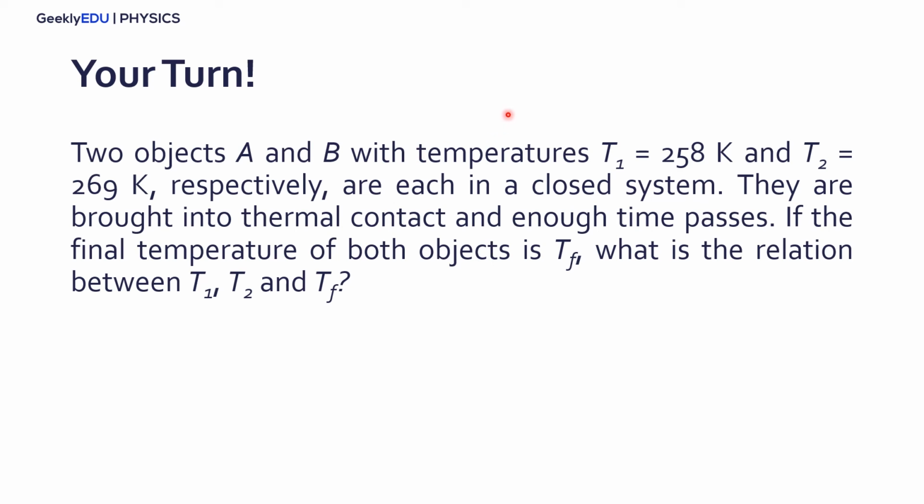Alright, now it's your turn to think about it. We have two objects, A and B, with temperatures T1 equals 158 Kelvin and T2 equals 169 Kelvin respectively, and they are each in a closed system. They are brought into thermal contact and enough time passes. If the final temperature of both objects is Tf, what is the relation between T1, T2, and Tf? So think about it, try to remember the concept of thermal equilibrium, and write your answers in the comment section. Thank you.